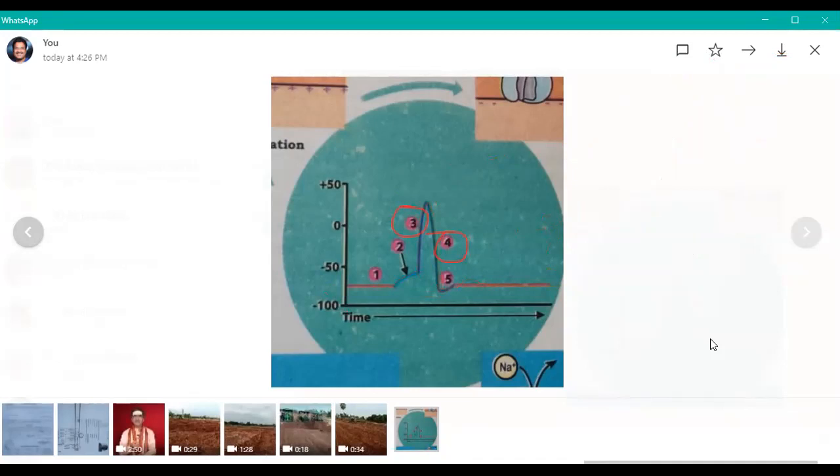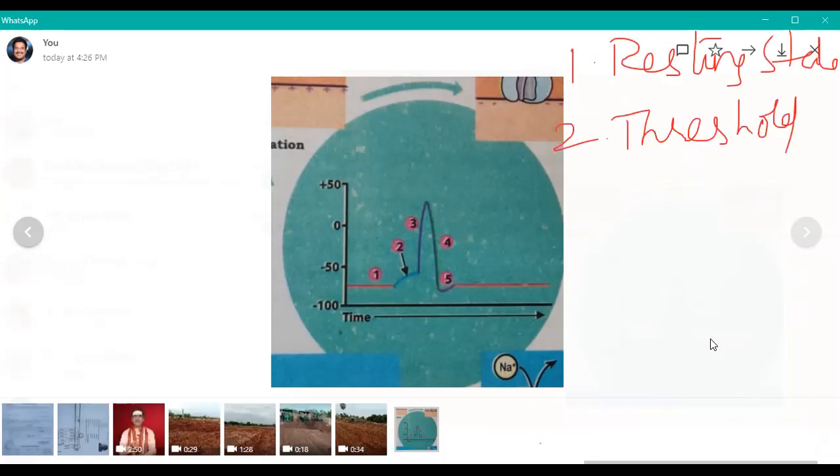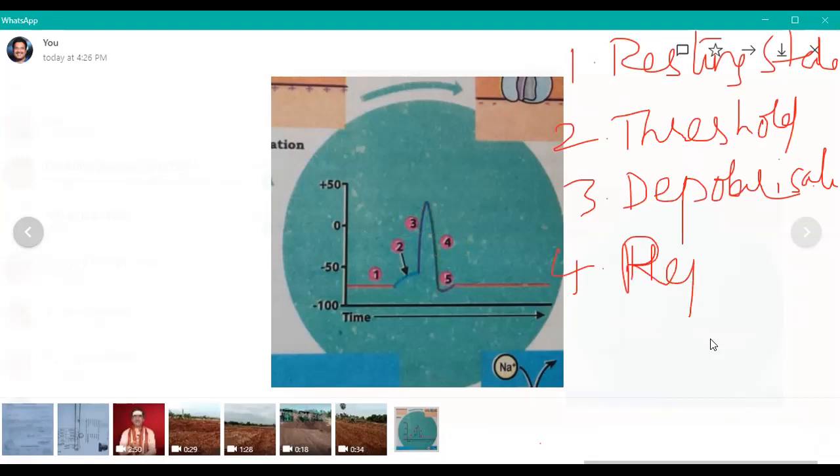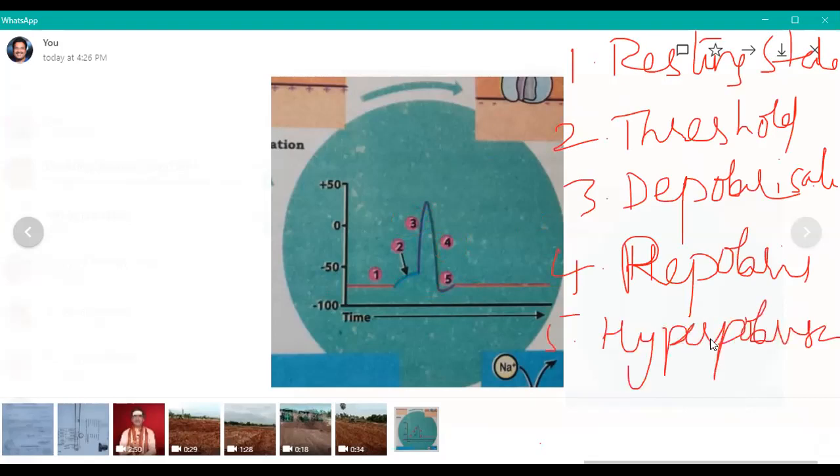In the given diagram, number 1 is the resting state, or resting membrane potential. Number 2 is threshold. Number 3 is depolarization. We should remember the events happening during that particular phase. Number 4 is repolarization. Number 5 is hyperpolarization.